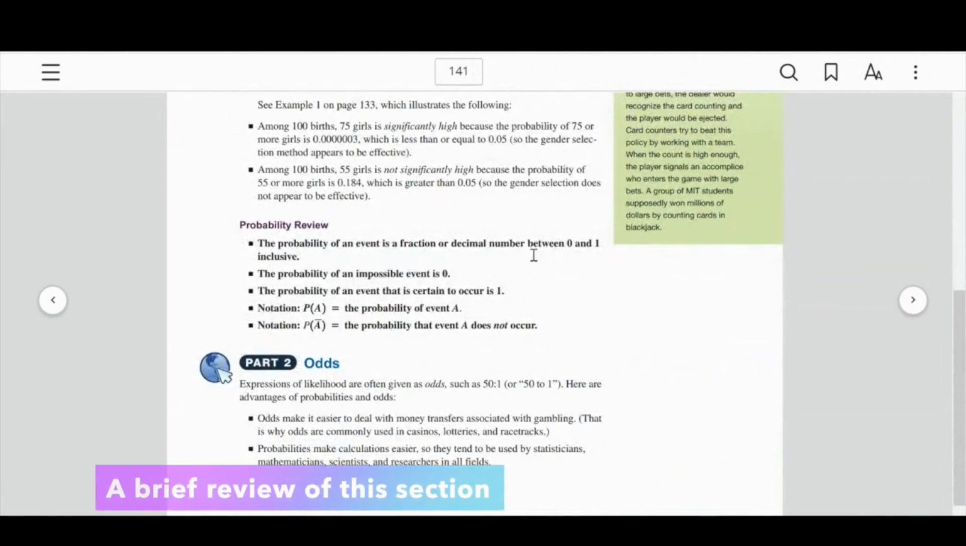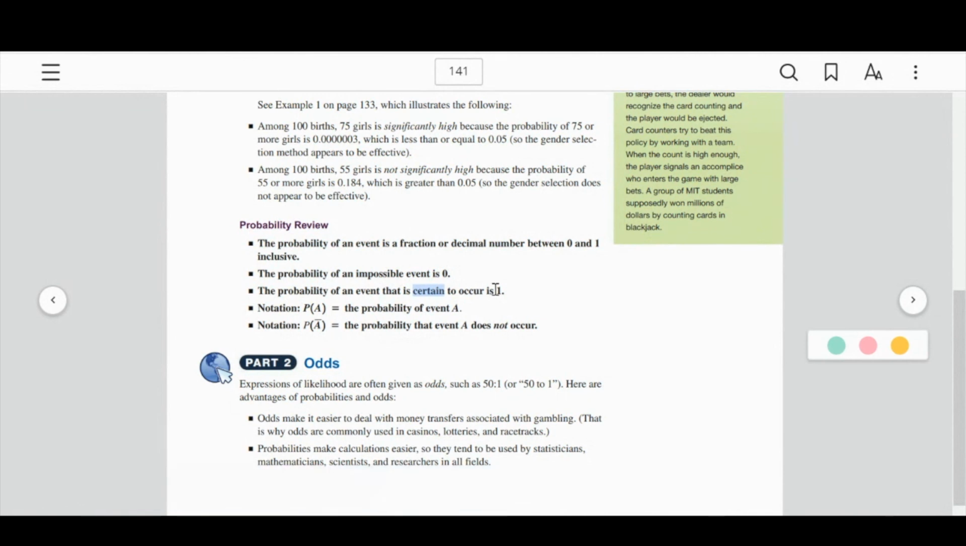Here's the review of the notation. It's a fraction or a decimal. It's between 0 and 1. Impossible things have probability 0. Certain events have a probability of 1. And there's our notation, the probability of A and the probability that A doesn't happen. And then odds, we don't do odds. Cool. Skip it then.